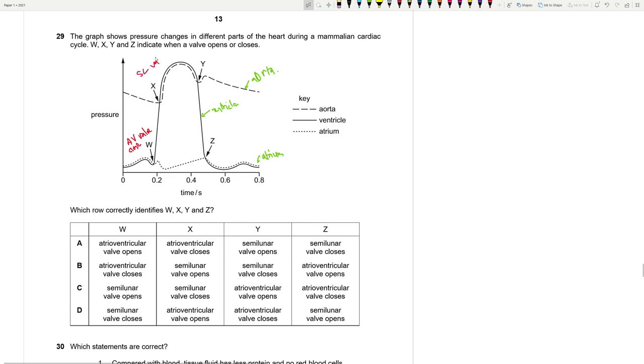The semilunar valve opens. Right after that, what happens at Y? When the pressure slowly decreases, the semilunar valve will close, and then afterwards, when the pressure in the atrium exceeds that of the ventricle, the atrioventricular valve opens again. Okay, so which matches with this? It should be option B. You should have this memorized.